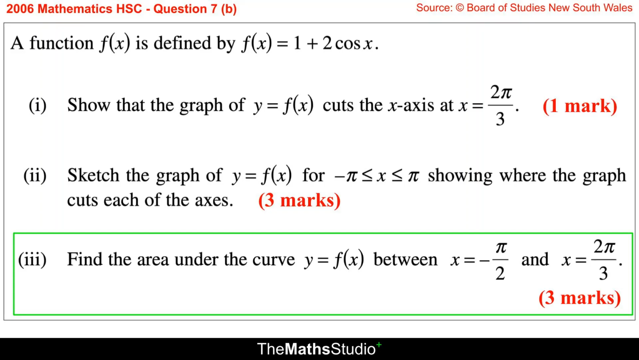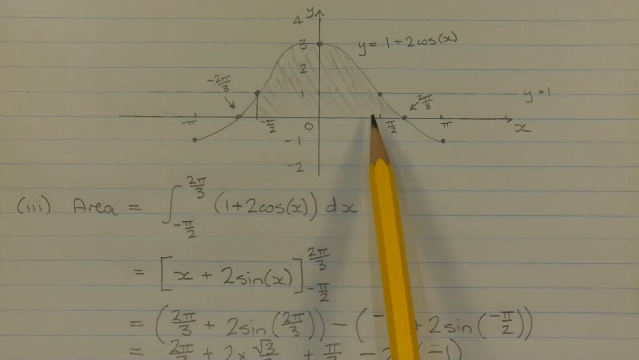Part 3. Find the area under the curve y equals f of x between x equals negative pi over 2 and x equals 2 pi over 3. The region in question has been shaded on the graph in part 2.